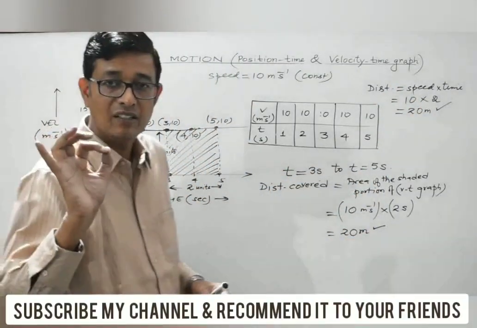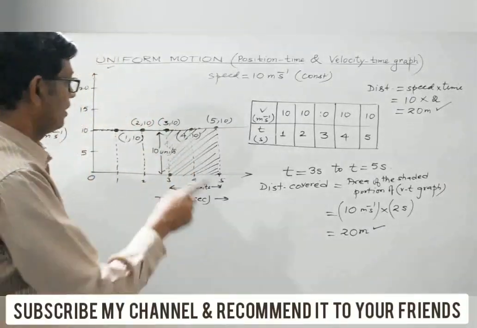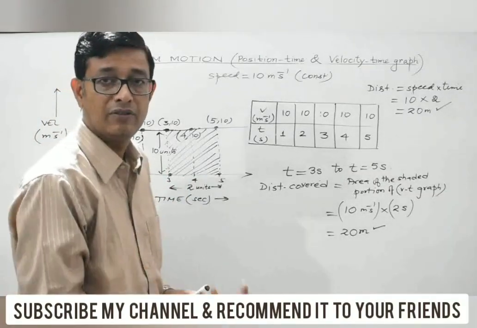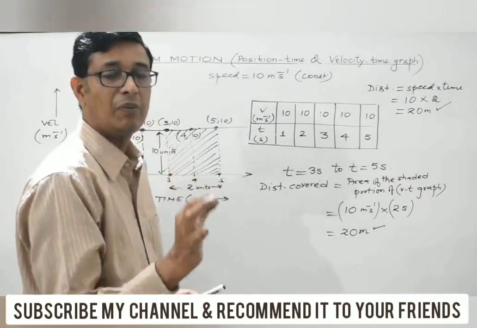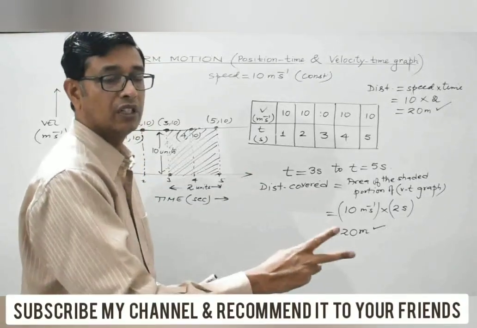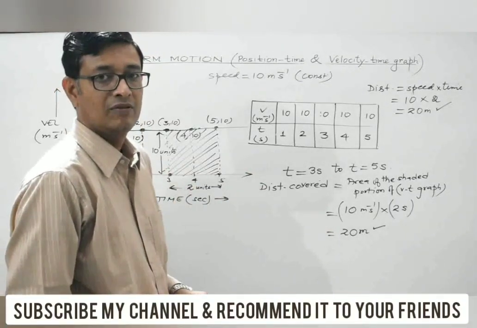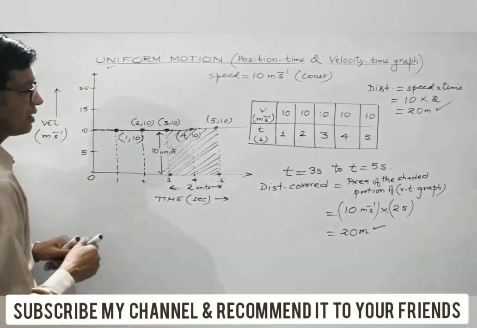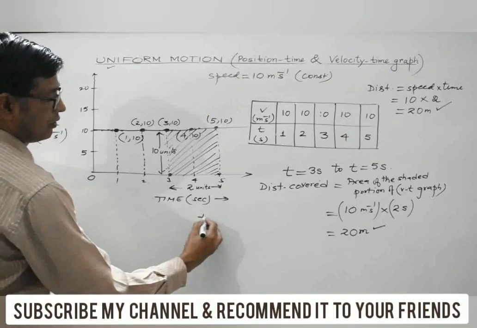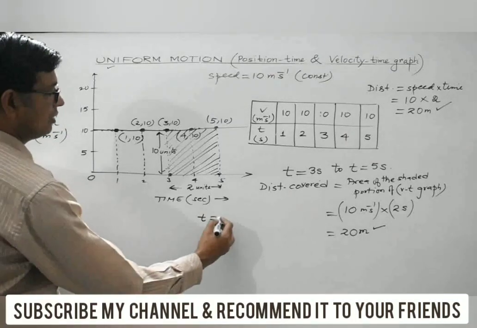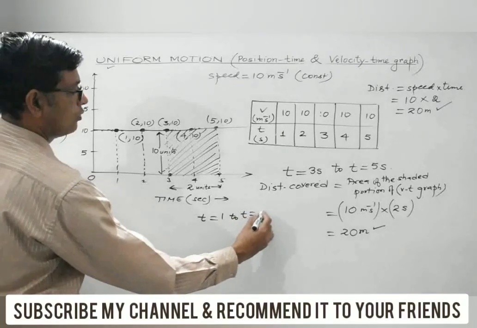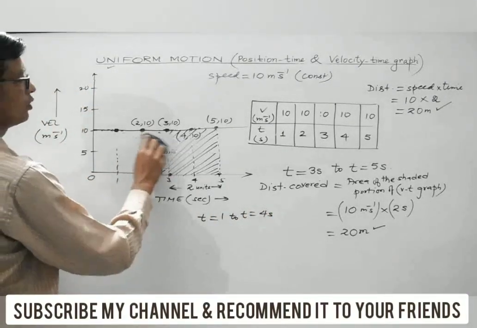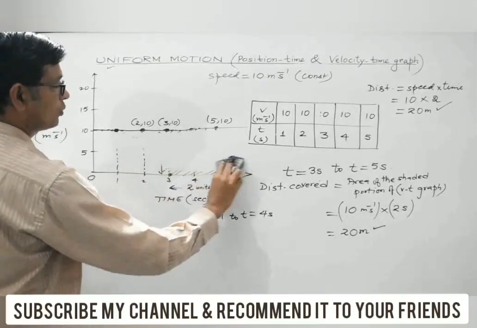So what we have verified is the area under the velocity time graph will give the distance covered by a body between the two given intervals of time. In order to convince you again, let's take another example. Let us consider we need to find out the distance covered by the body between t equals to 1 to t equals to 4 seconds. During this time interval we are supposed to get the result. So let's see how to proceed.